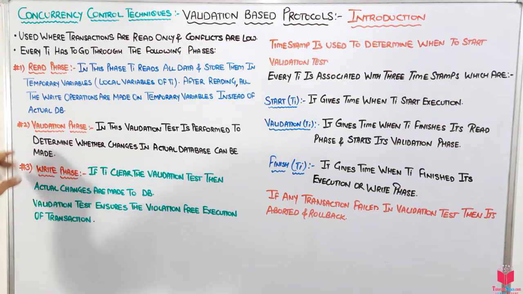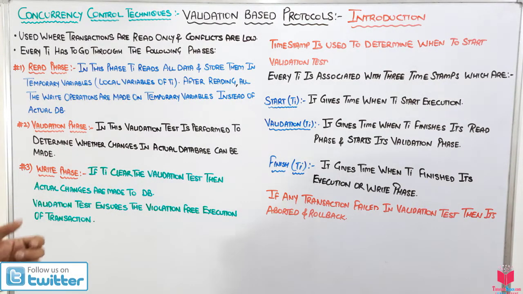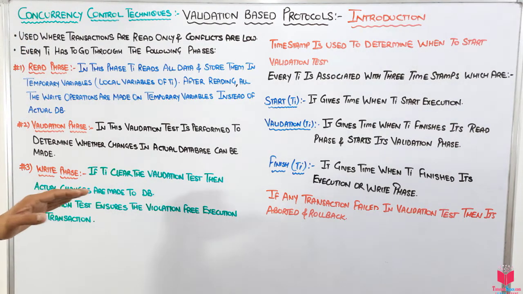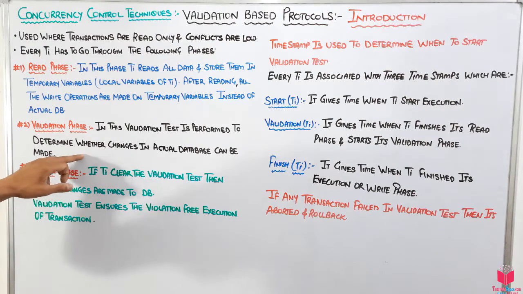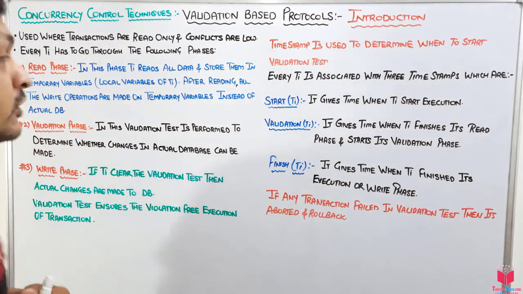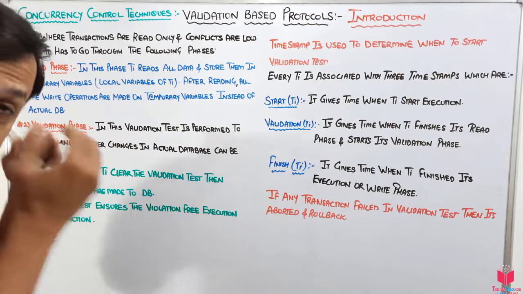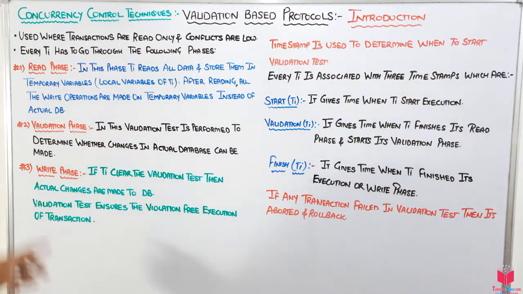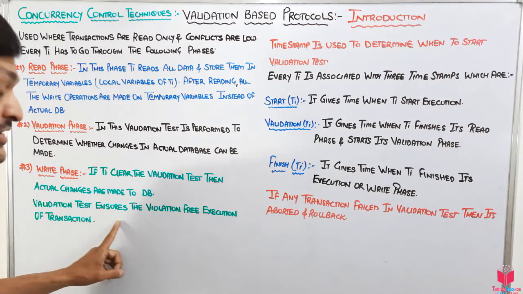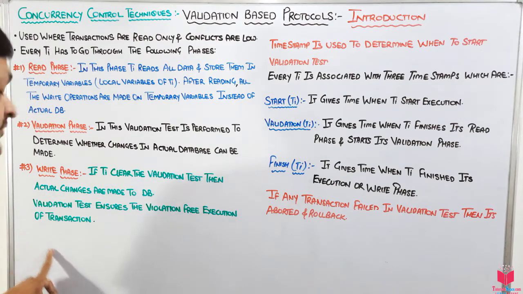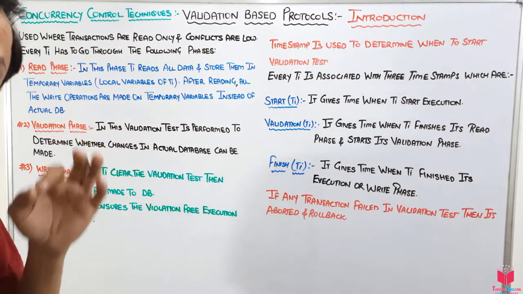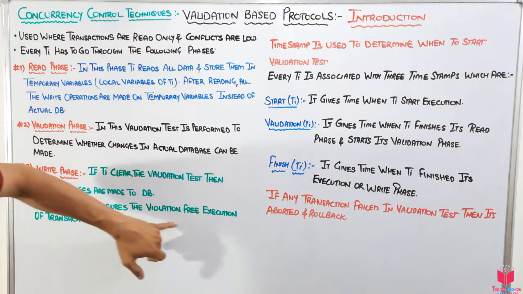After the validation phase comes the write phase. If Ti clears the validation test, then actual changes are made to the database. After clearing this validation test, that means all the write operations are okay and the transaction or the schedule is in a consistent state. That means we can write to the actual database. Guys, the validation test ensures violation free execution of transactions. If this validation test passes, that means the changes done by the write operations are okay, and it is a violation free execution.